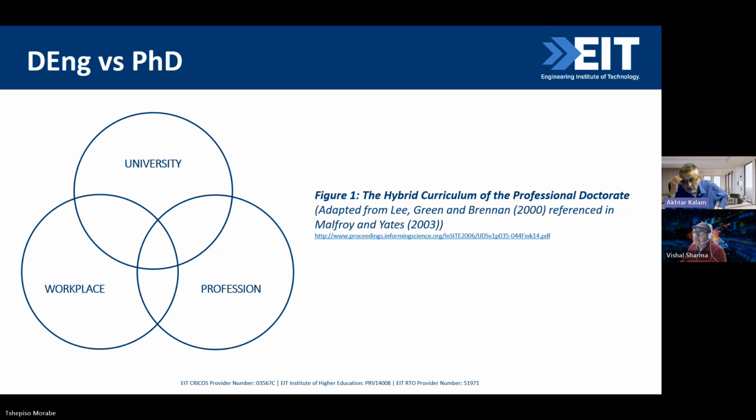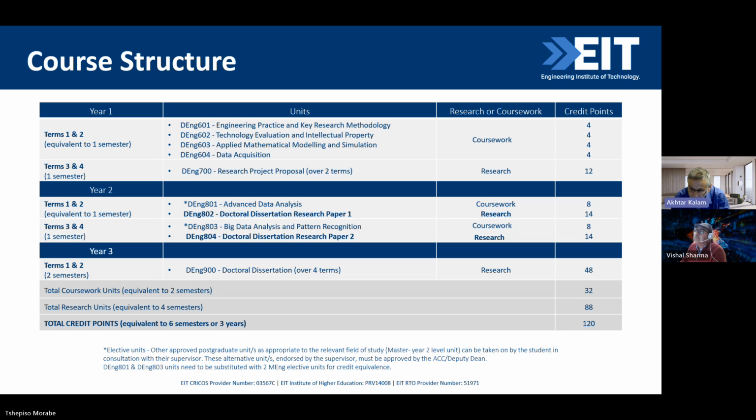As far as the course structure is concerned, I did mention that there is a course element of 32 credit points and 88 credit points of research elements, which is a total of 120. Very structured program, and with all the support that you have, there's no reason why you should not finish it in 3 years full-time mode or equivalent.